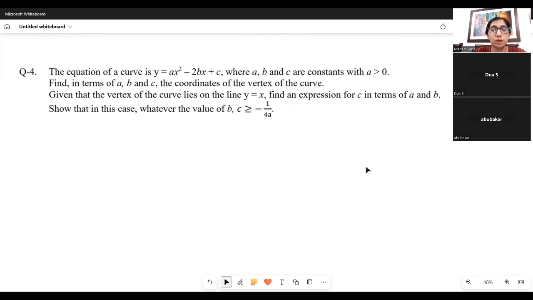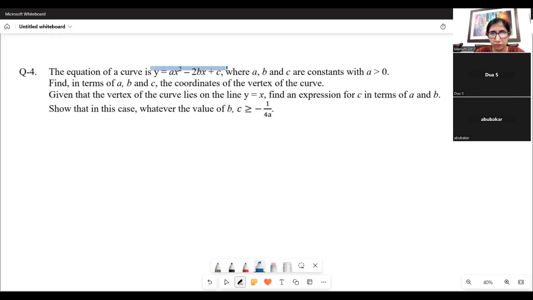The equation of a curve is this, where A, B, and C are constants with A greater than 0. Find in terms of A, B, and C the coordinates of the vertex of the curve. Okay, so we're given a curve and you have to find the coordinates of its vertex. Vertex means this turning point or stationary point. So you need these coordinates of the curve.